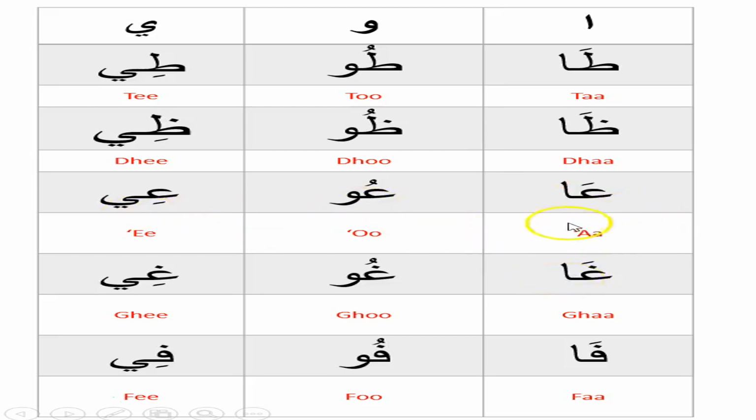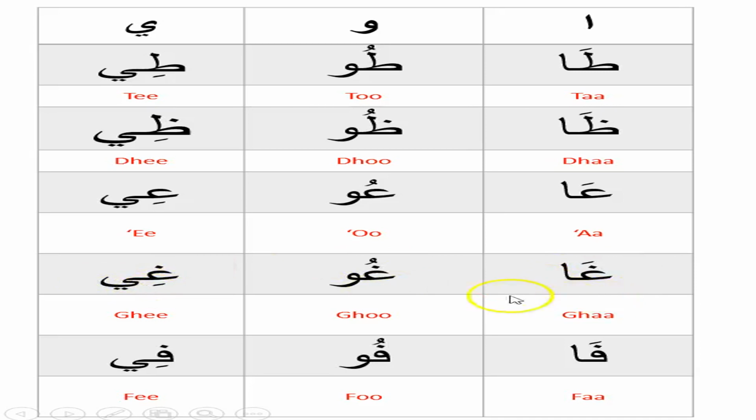Again, have a look at the way it's been written, just so you can get used to the apostrophe representing the Ain. The next letter, Ra, Ru, Ri. Ra is the heaviest because it's Fatha. Ru is the next, it's Dhamma. Ri is the lightest of the heavy because it's Kasra.